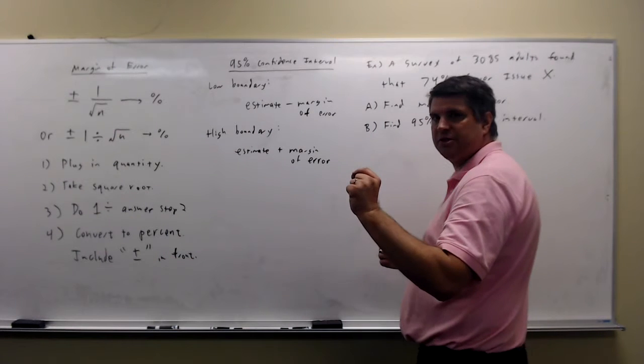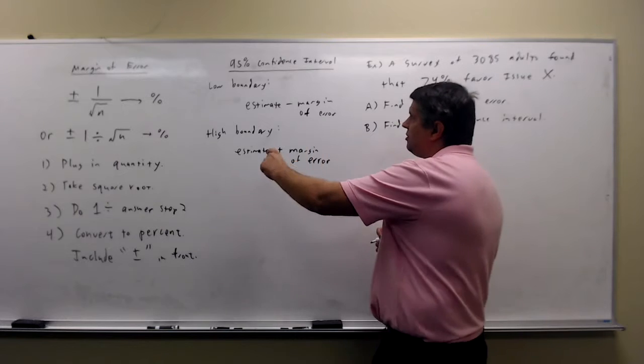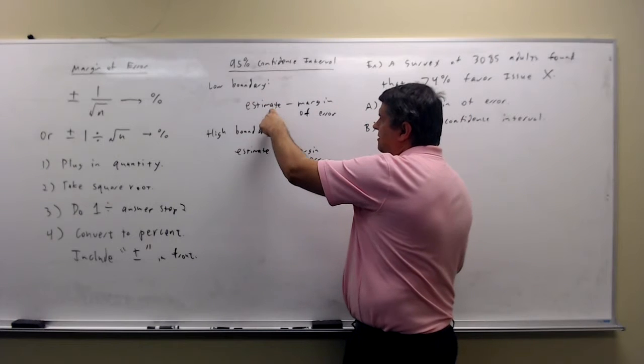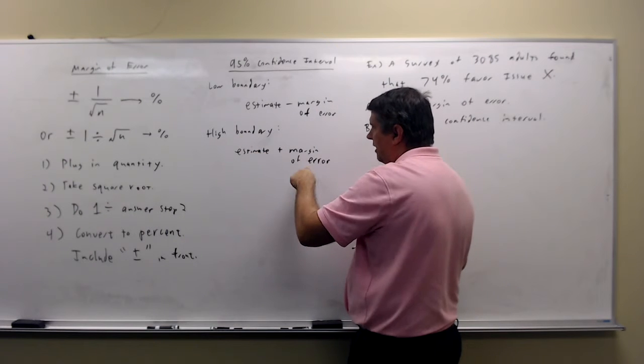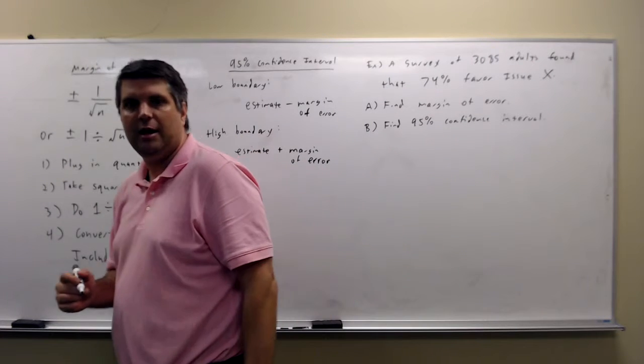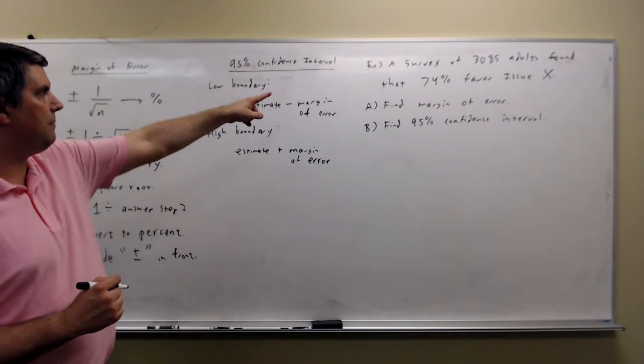Now the 95% confidence interval. To find the low boundary, you take the estimate and subtract the margin of error. To find the high boundary, you take the estimate plus the margin of error. Okay? So I'm going to show an example of this.